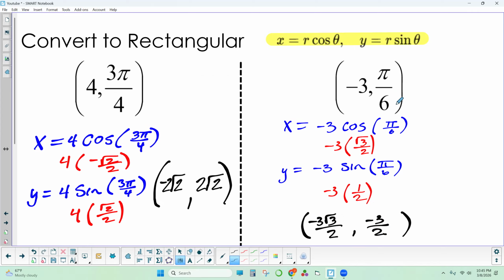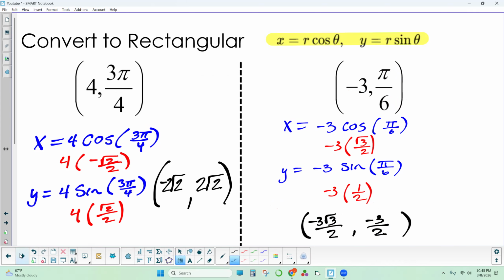Again, you can check this out. Pi over 6 is in quadrant 1, and if you go -3, that would be the opposite direction of pi over 6. That would put us in quadrant 3. And -x and -y would also put us in quadrant 3. So that checks out. And that is how you convert from a polar coordinate to a rectangular coordinate.